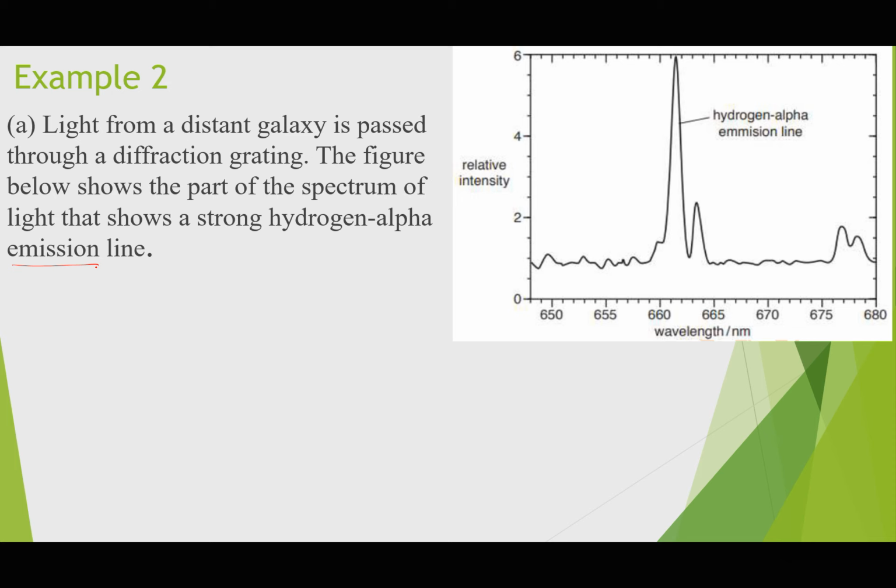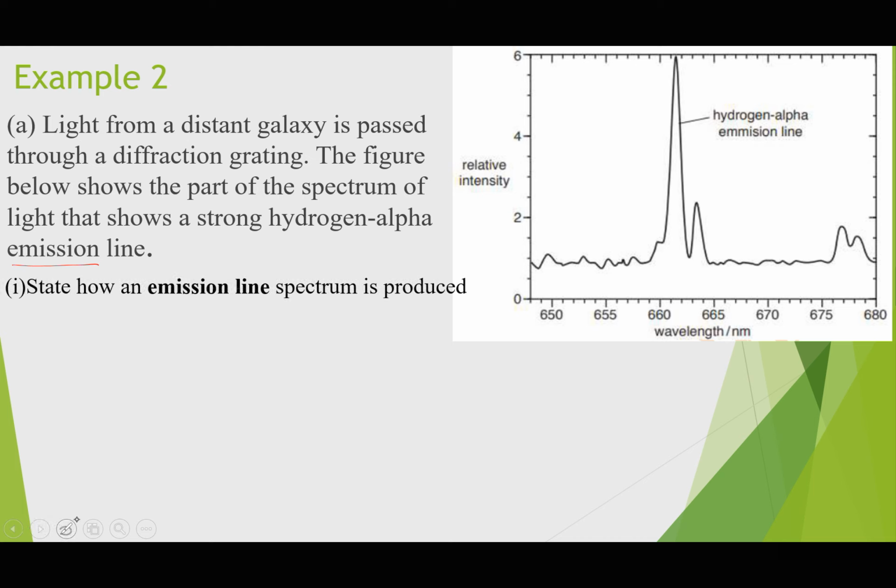If it is an absorption line, then the electron would be moving from a lower energy level to a higher energy level. In other words, the electron will be absorbing a photon. So in quantum physics, you know the difference between emission and absorption. Emission, the electron gives out a photon, so it moves to a lower energy level, resulting in this hydrogen alpha emission line. If it was an absorption, the electron absorbs a photon, which would result in an absorption line, which would actually be a dark line. So the figure shows the part of the spectrum of light that shows a strong hydrogen alpha emission line.